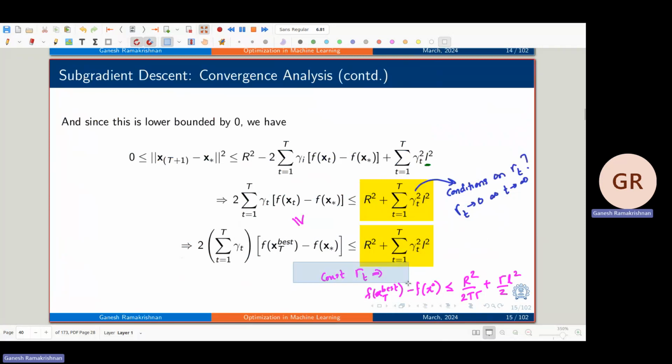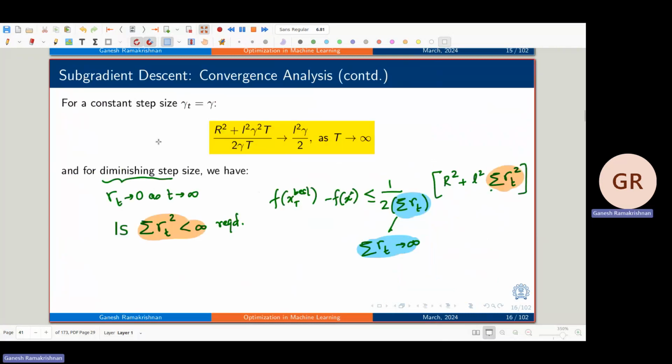Now, a constant gamma t is a disaster, so that is completely ruled out. For diminishing step size, as I said, for constant step size this is a little bit of a problem. You'll have gamma square L square gamma by 2. For diminishing step size, the question is whether gamma t square less than infinity is required. That's what I was hinting at. Is it required?